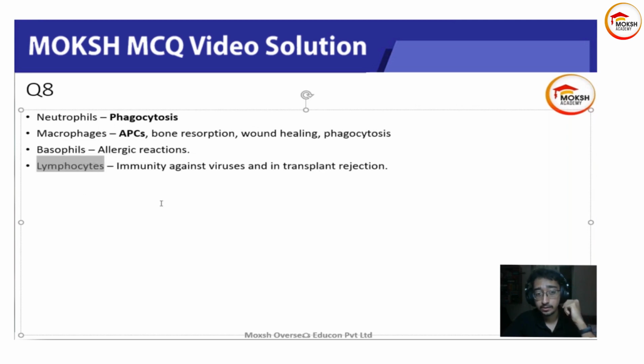And you have lymphocytes. Lymphocyte levels increase in response to viruses, right? Viral infections, and they also play a major role in transplant rejection.